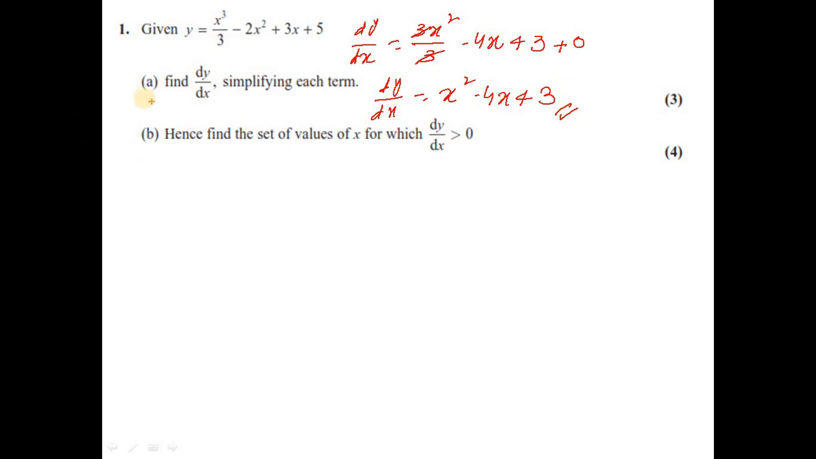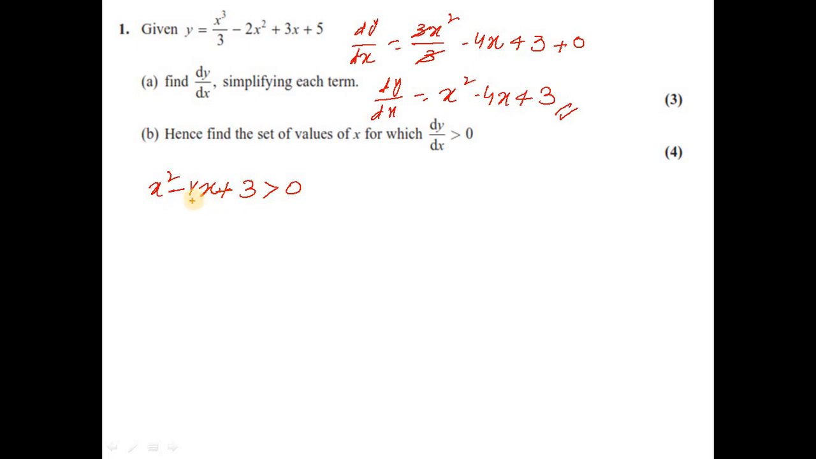This is part A. B. Hence find the set of values for x for which dy by dx is more than 0. So you have dy by dx, and according to the condition, they are saying find the set of values for which x square minus 4x plus 3, which is dy by dx, is more than 0. So this is not a quadratic equation, it is a quadratic inequality, and you need to solve it.